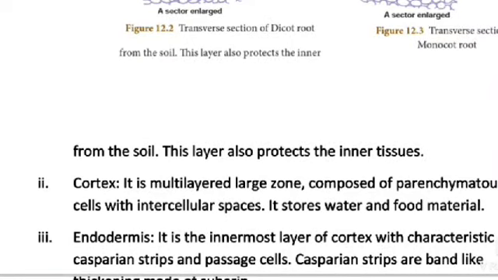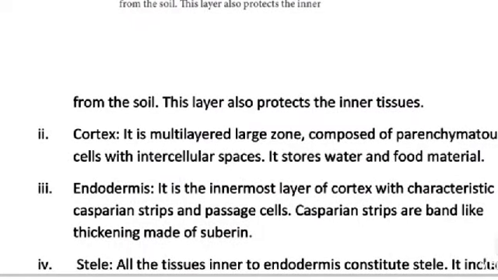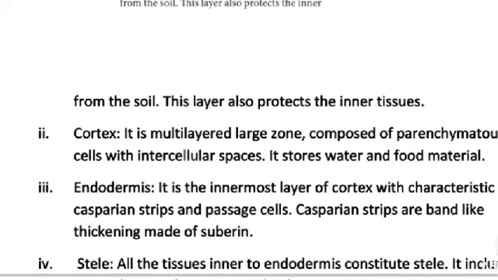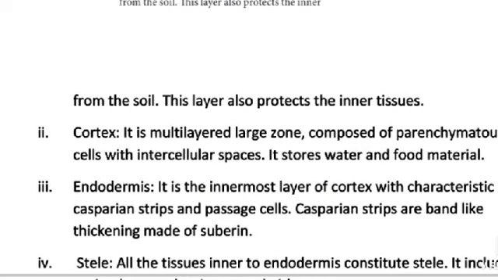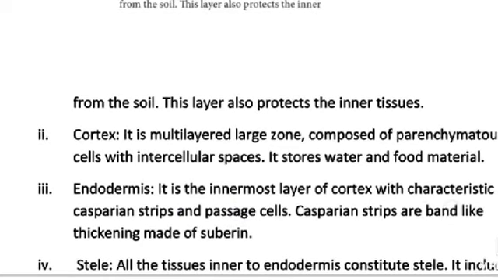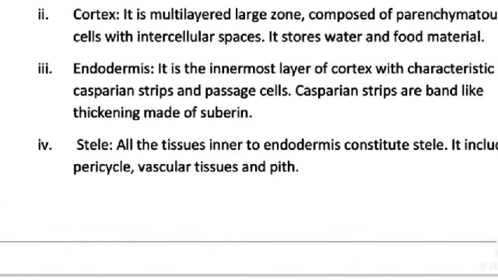from the soil. This layer also protects the inner tissue. Cortex. It is a multi-layered zone composed of parenchyma cells with intercellular space. It stores water and food material. Endodermis. It is the innermost layer of the cortex with characteristic Casparian strips and passage cells. Casparian strips are band-like thickenings made up of suberin substances.